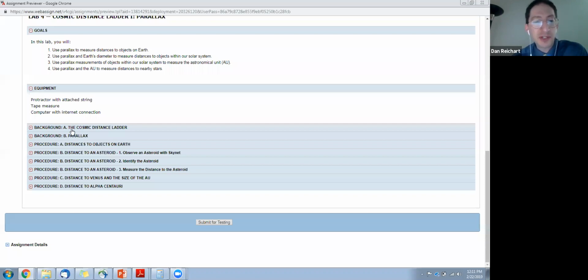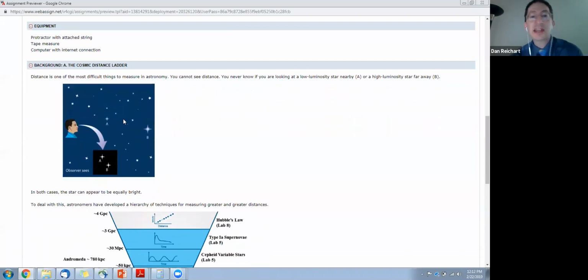2 background sections. One is setting up the cosmic distance ladder, because that's a big theme moving forward. One of the things I emphasize is that distance is one of the most difficult things to measure in astronomy. Again, I know you all know the stuff that I'm presenting in these background sections. I'm just doing a quick version, to give you an idea of how you may present it to your students. But I like to drill in the fact that we can't see distance. It's always some trick to get distance.